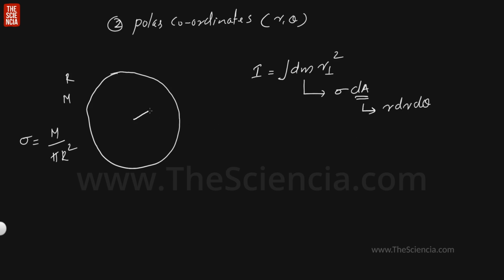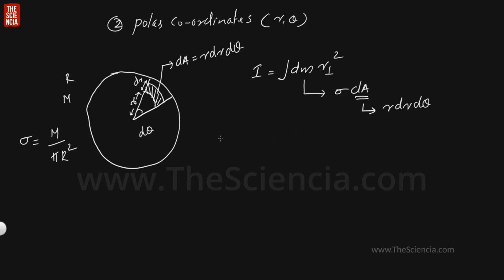You see, suppose this is r and this be theta, that is d theta, and this is an element area at a distance r from origin, and this is dr. Okay, so this area dA will be equal to r dr d theta.